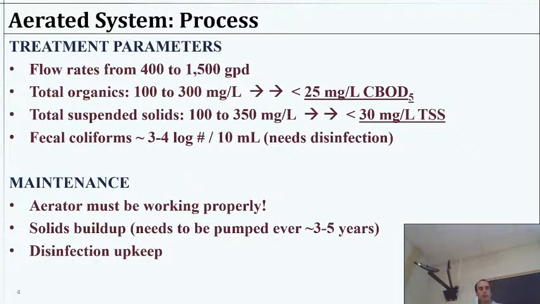Okay, so some typical parameters. Here's from the manual. In the States, we would expect these things to treat anywhere from 400 to 1,500 gallons per day. That's a fair bit of water. So that's a good amount, and probably a lot more than we'd expect from, let's say, a home in Nicaragua.